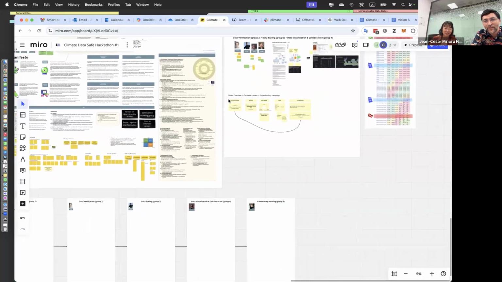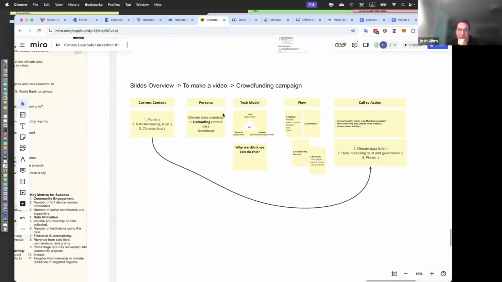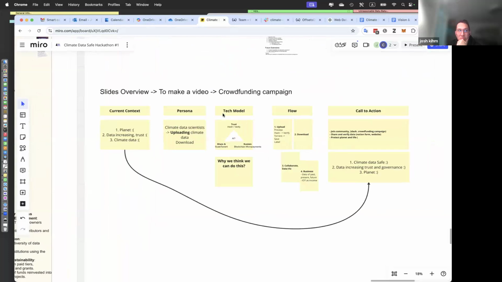Cool. What are you thinking, Josh? How do you feel? Pretty good. I think the trickiest bit is there's a lot of ambition here, and we have to stay focused and make sure we're making incremental progress over time. Getting this thing off the ground is going to require a little bit of focus and a lot of planning.